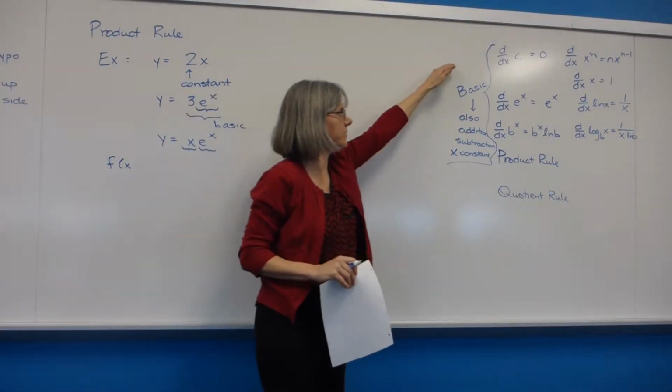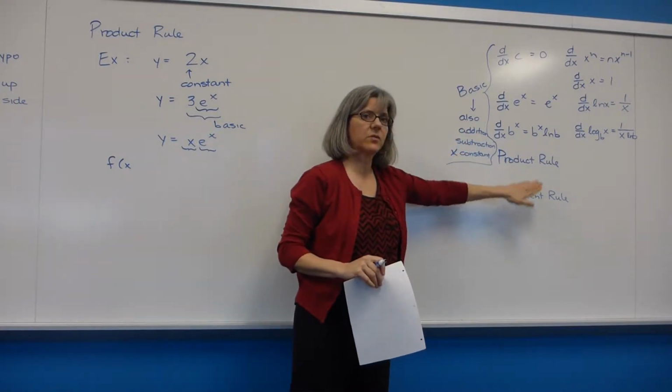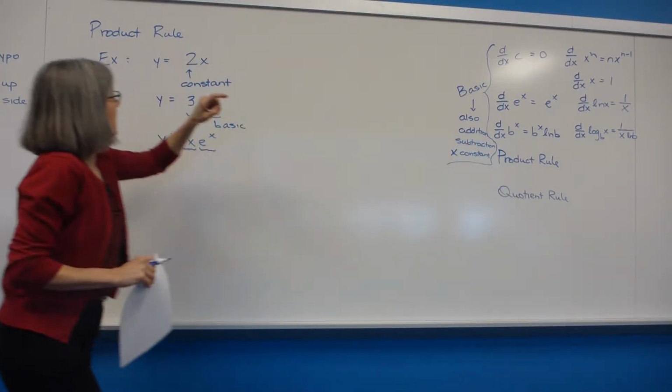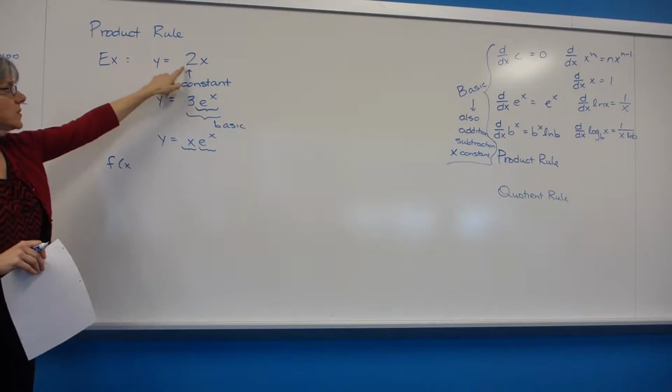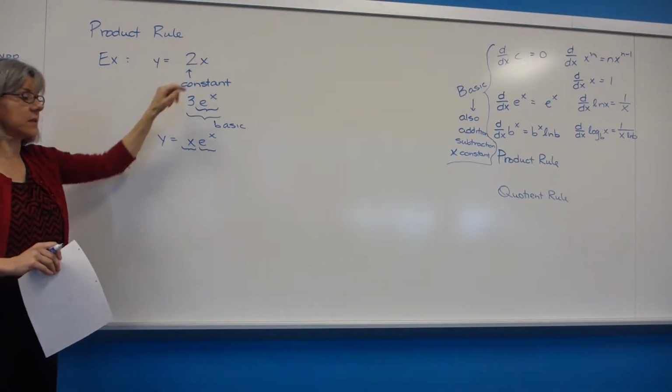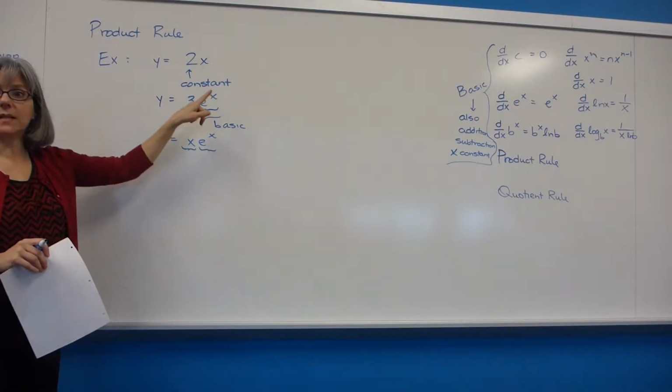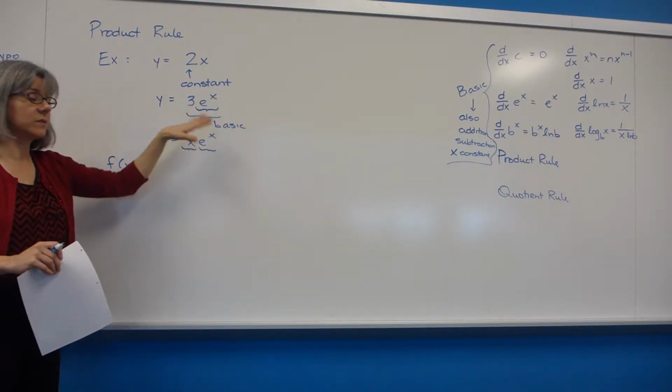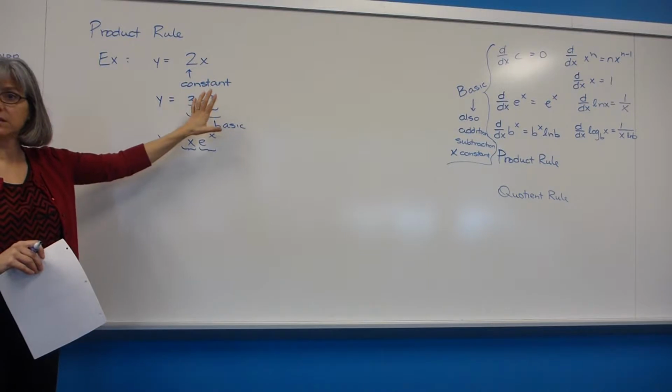So again, here's our list of basics. We're going to add product rule and quotient rule. So how do we know it's a product rule? 2x, not a product rule because 2 is a constant. That makes it a basic. Y equals 3e to the x. E to the x we know. 3 is a constant. That makes this a basic.